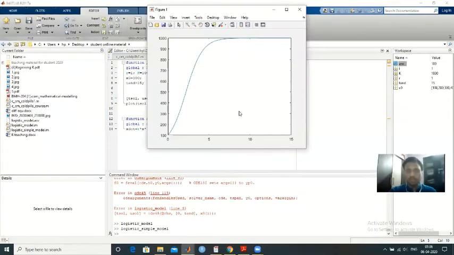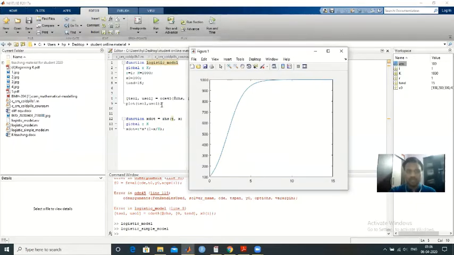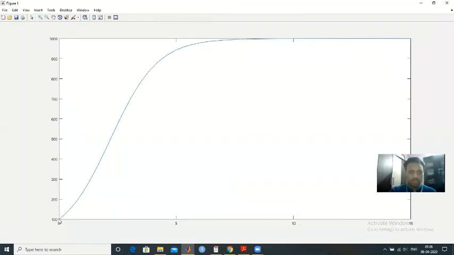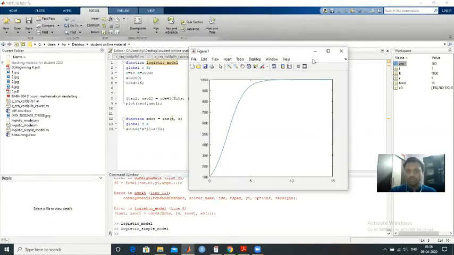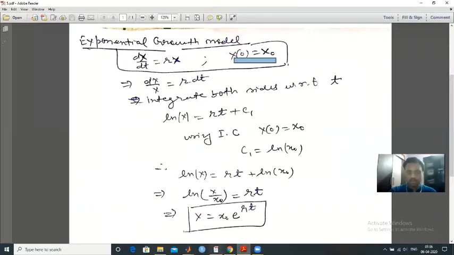If I run it, by default it gives the blue curve. If you want to change the color, you can write black or red or something. So you can check this is the curve initially. The population was 100, and from 100 it is approaching 1000, and it will remain constant. Actually, they have shown many curves in this figure.